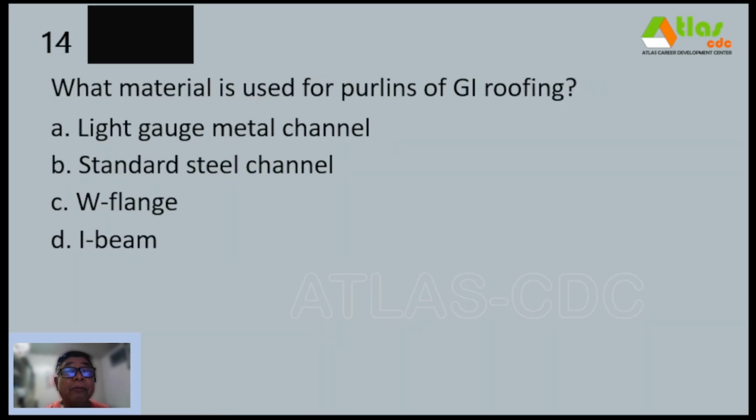Number 14. What material is used for purlins of GI roofing? A. Light gauge metal channel, B. Standard steel channel, C. W flange, and D. I-beam.